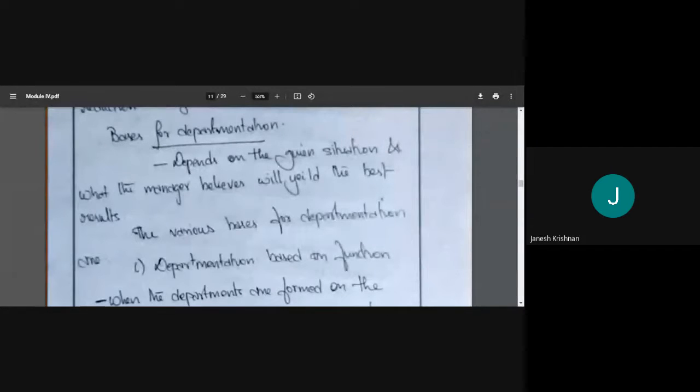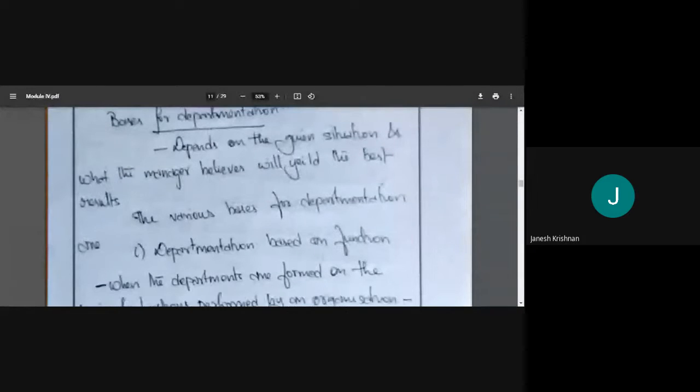Okay? So sometimes a senior will be working in the finance department, right? So based on that situation, the manager will have to take a decision. Okay, you have to work in this, even though you are a civil engineer, you have to work in accounts like that. Okay. So what are the various bases?